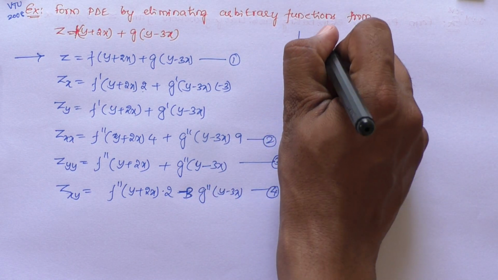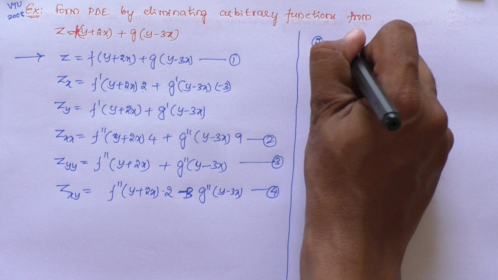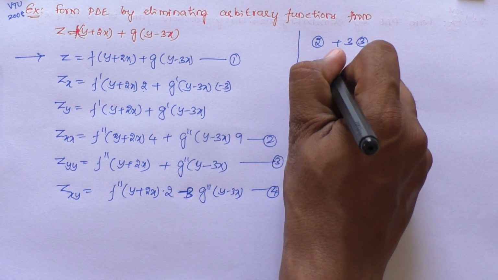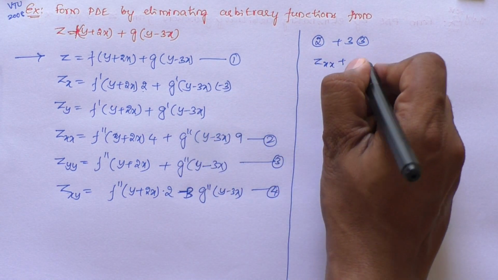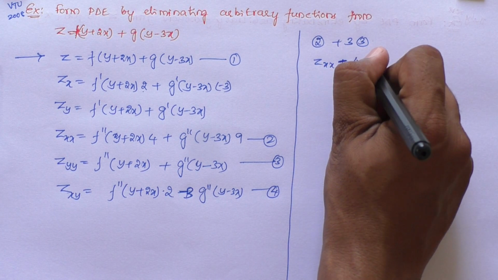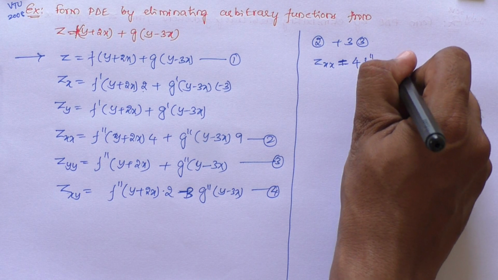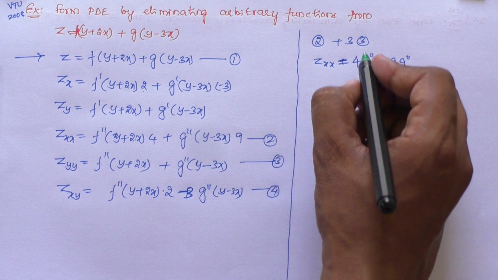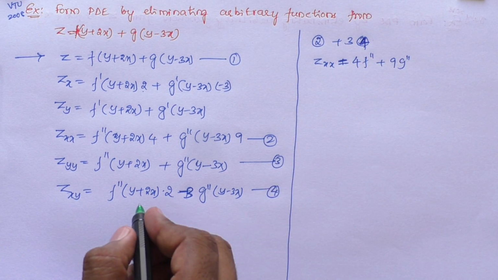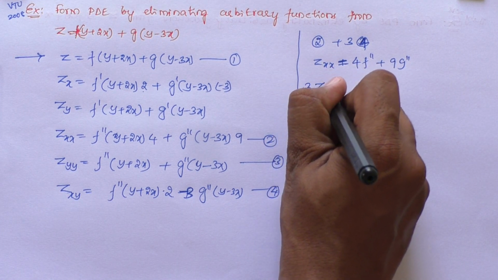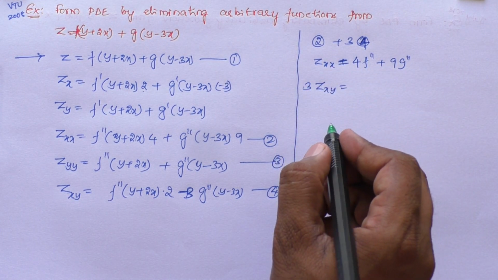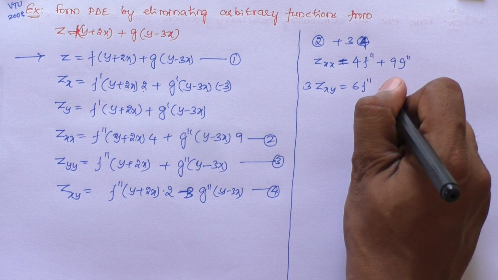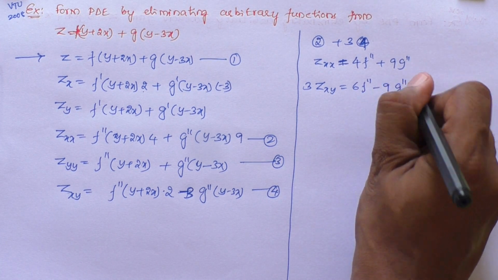So now 2 plus 3 times 3, equation 2 plus 3 times equation 3: zxx plus 4 zxx equal to 4 f double dash plus 9 g double dash. Equation 4 multiplied by 3, so 3 times zxy is equal to 6 f double dash minus 9 g double dash.